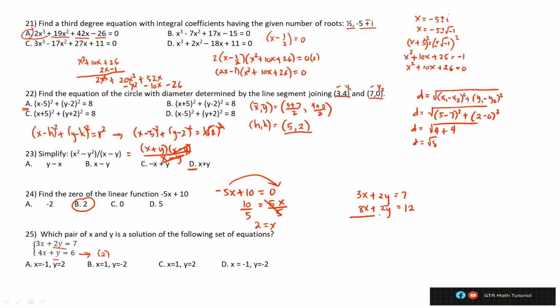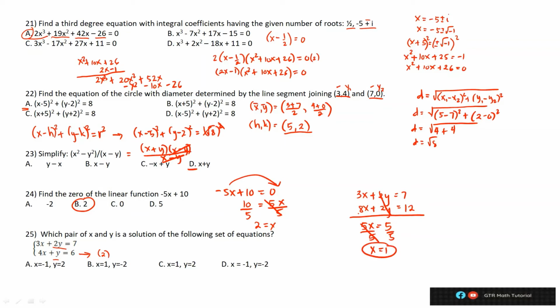Then subtract. O para mas madali, subtract natin pataas. Pwede naman niyang isubtract pababa, pwede rin pataas. Kung mapapansin nyo kasi, 3x and 8x magiging negative pa, no? 7 and 12 negative pa rin. So parehas lang yan, isubtract nyo pataas. So 2y minus 2y, 0 na to. Then 8x minus 3x, so 5x. Then 12 minus 7, so that is 5. So therefore, divide both sides by 5. So 5 divided by 5 is 1, so therefore, x is equal to 1.